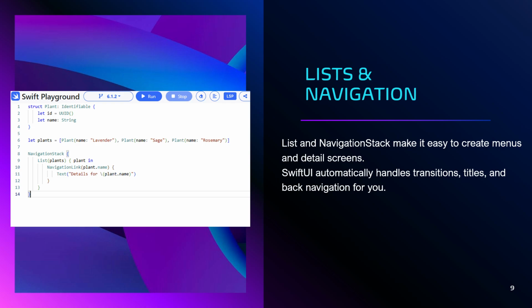Okay, now navigation. SwiftUI makes navigation and data presentation incredibly easy. Using a list and navigation stack, you can display a scrollable list of items, and each one automatically links to a detailed view. The tutorial example showed a list of plants, lavender, sage, and rosemary, and tapping one opened a new page with more details. What impressed me was that all of this worked with only a few lines of code, and SwiftUI even handles the back button and transitions automatically.